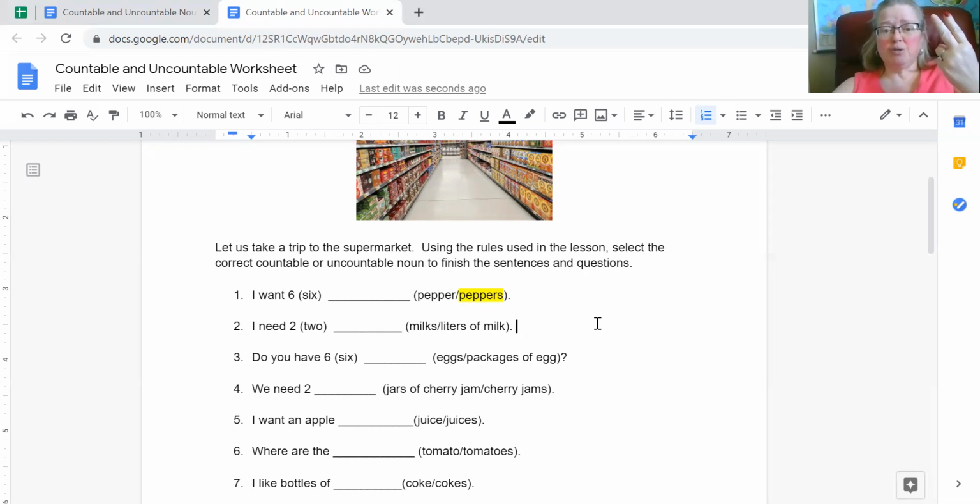Number 2. I need 2 milks. I need 2 liters of milk. Which one? Right, liters of milk. And why would we use liters of milk instead of 2 milks? That's right. Milk is a liquid, and anything that can be poured is an uncountable noun. Anything that is a liquid. Good job.